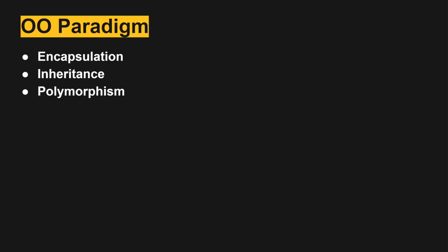Next, we have polymorphism. So polymorphism supports method overriding and allows methods to do different things based on the object that has been instantiated. This basically is the ability to have classes that will act differently but can be treated as similar within the program.